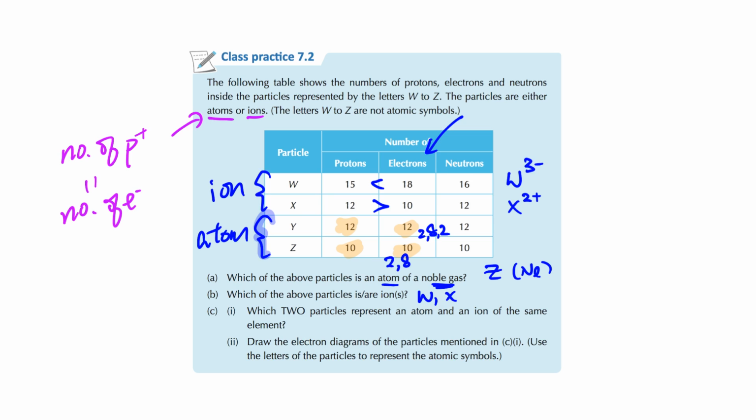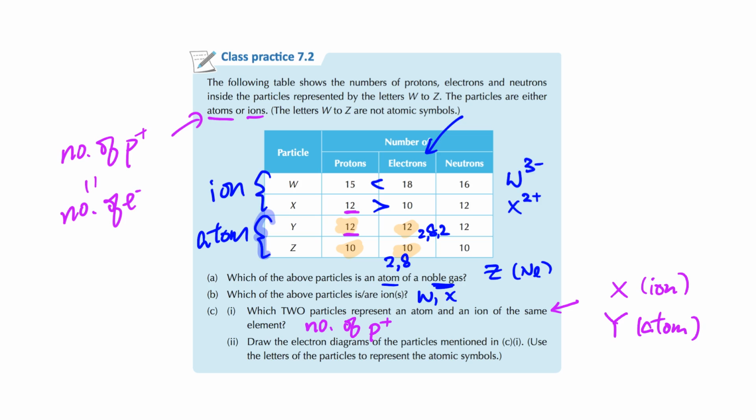C1, which of the 2 particles represent atom and ion of the same element? Elements depend on the number of protons in them. So if we have the same number of protons, they should be the same element. So right here, you can see that we have 12 protons for X and Y. So the 2 particles that represent the atom and ion of the same element are X and Y. X is the ion, Y is the atom.